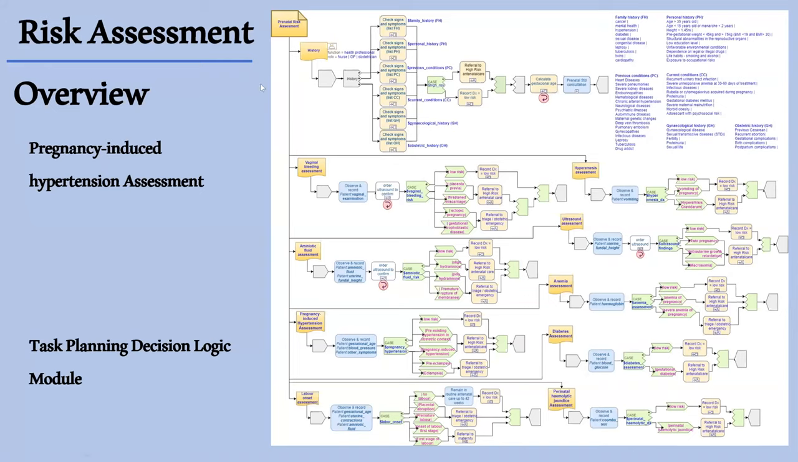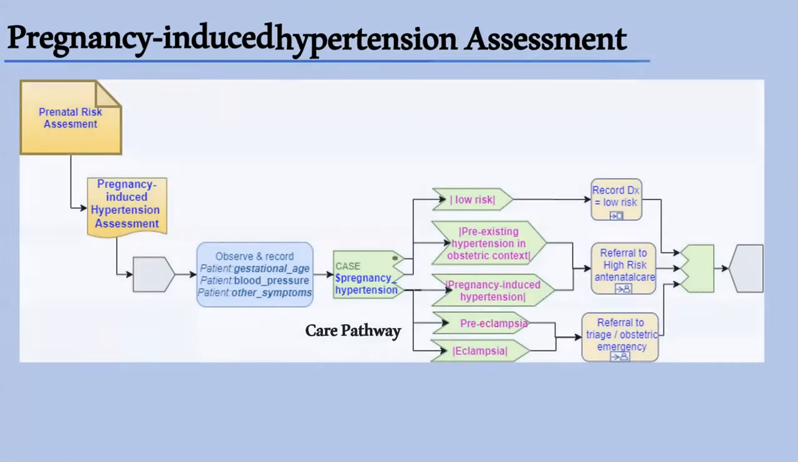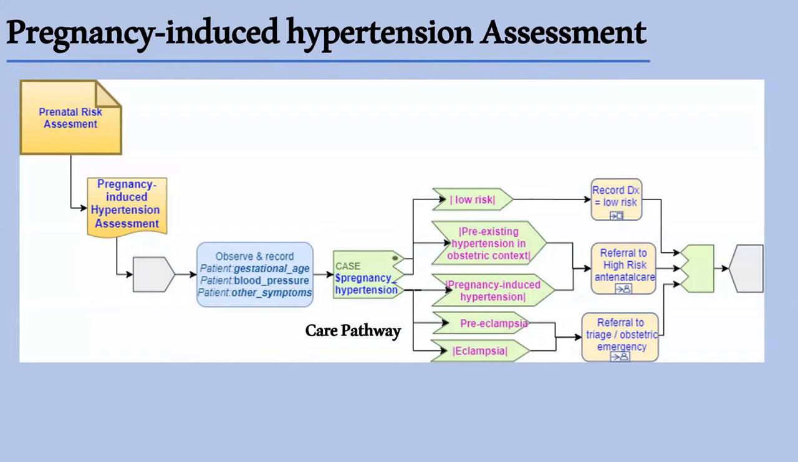Here we have the overview of the risk assessment. As you can see, it's also complex, because behind all the task planning there is a decision logic model. So for example, we can choose one part of the risk assessment: the pregnancy-induced hypertension assessment.